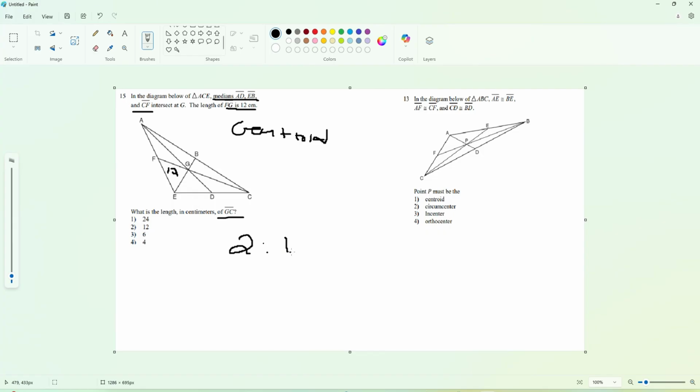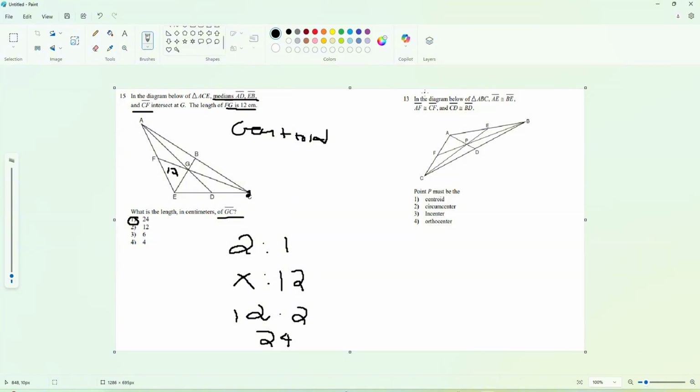Now, I said that the longest segment will be the half that is closest to the vertex, which is C. So let's make a ratio. So we have 12 here, and let's have x as GC. Now, we want to find something that has a 2-to-1 ratio. So let's find what's double the 12. 12 times 2, and we get 24. Answer is 24.